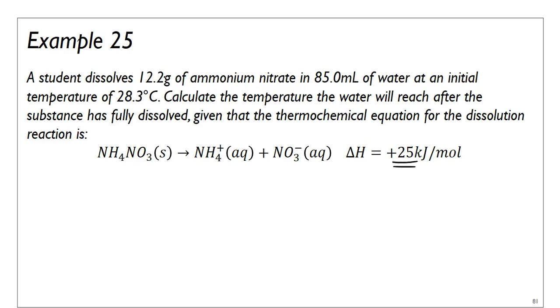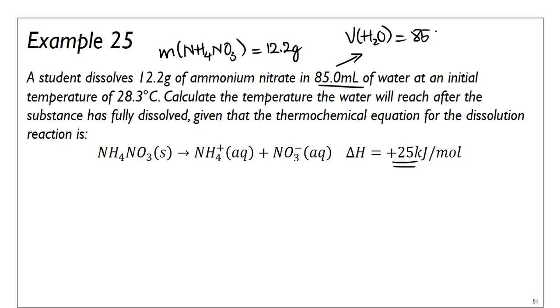And a student dissolves this many grams of ammonium nitrate. Mass of ammonium nitrate is 12.2 grams. You dissolve it in 85 ml of water. I think the assumption that you're going to have to make here is that the volume of the water doesn't change. Okay, at an initial temperature of 28.3. So temperature initial is 28.3 Celsius degree. You need to find the final temperature of the water.